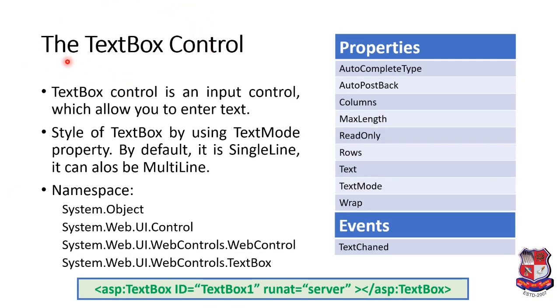Okay, our next control is the text box control. Text box control is an input control which allows you to enter text. If we want to give the style of this text box, we have to use a property, and this property is the text mode property. The text mode property's default value is single line. It means that we can input the text into a single line only. If we want to add text in multiple lines, we have to change the text mode property to multi line. There are other options also, like password and so on.